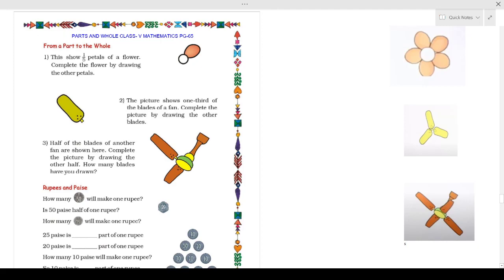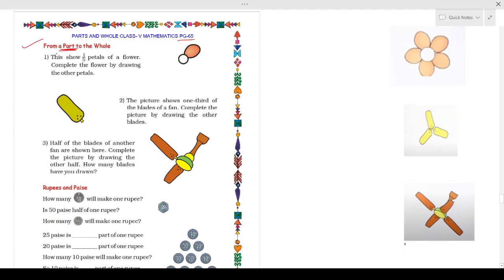Children, here I am going to explain the parts and whole chapter question answers from page number 65. Let's start. So, look here children, what is written: from a part to the whole means now you have to make a whole from a part. आपको part से whole बनाना है.